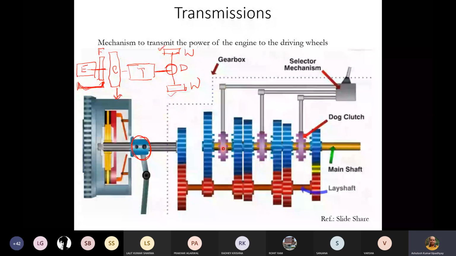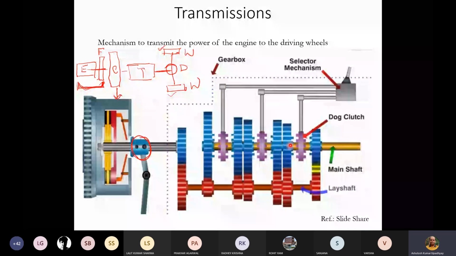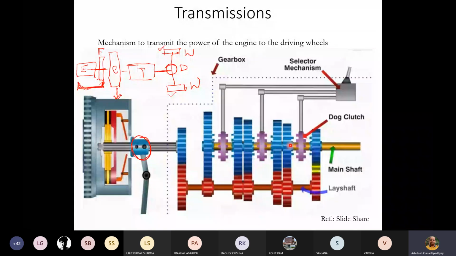So what will happen? This dog clutch, you remember that this counter shaft and all the blue gears, I mean all the gears on the main shaft, they are rotating. They are always in constant mesh. That is why we call them constant mesh. And then in this constant mesh also later on we have something else. Okay, I will tell you.